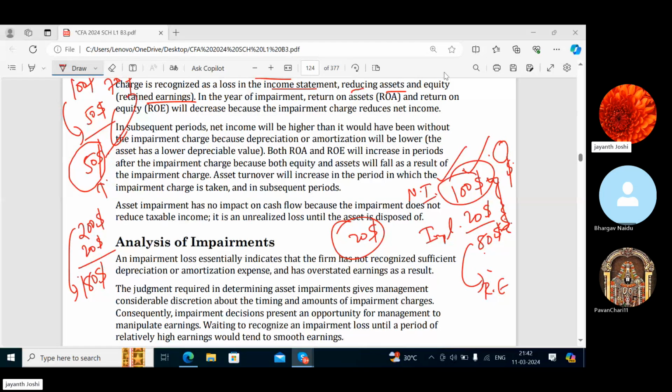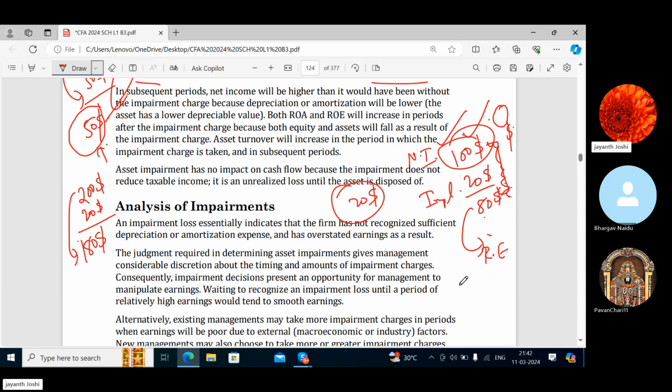So that's what they are saying, reducing assets and equity in the year of impairment. When there is a loss, return on assets and return on equity will decrease because the impairment charge reduces net income. Yes, because the numerator has decreased. Return on asset formula is net income by average total assets. So here the reduction would be more, and reduction is happening in both cases, but here the extent of reduction will be more, and if the numerator decreases, the ratio decreases.